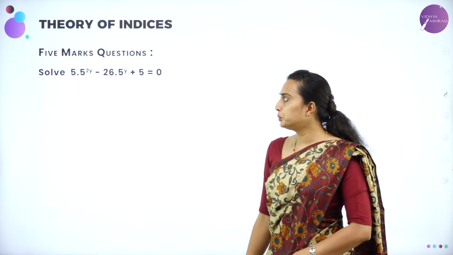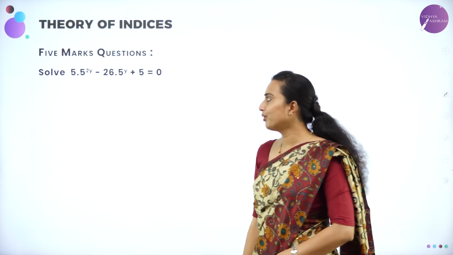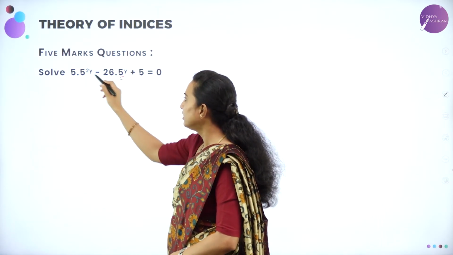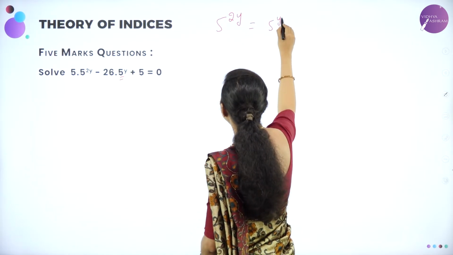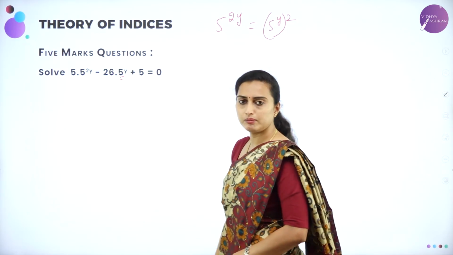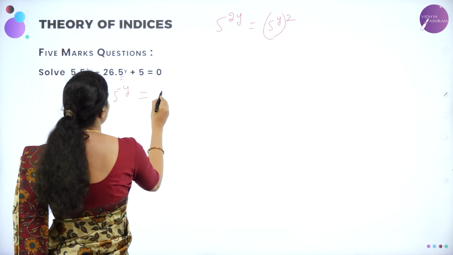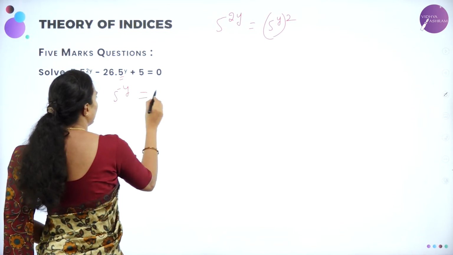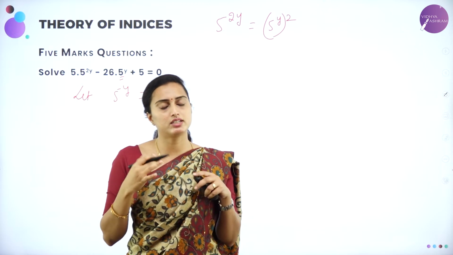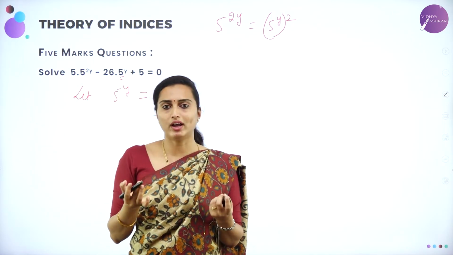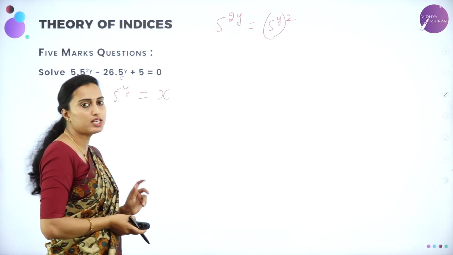5 into 5 power 2y minus 26 into 5 power y plus 5 is equal to 0. What are you going to substitute here? You know already. 5 power 2y can be written as 5 power y whole squared. Both are the same. So I am going to consider 5 power y is equal to x, because I am having y here already, so I am going to consider another variable x. If you are having y, you can consider x. If you are having x, you can consider y according to the equation. So already I am having it in terms of y, I am taking that one as x here.